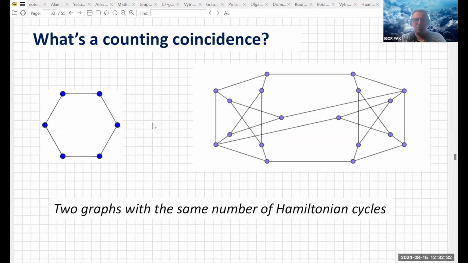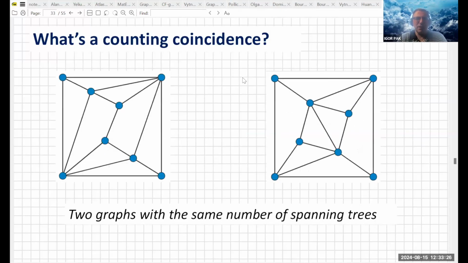Now, here is another instance of the same problem. You have a graph, you have another graph, and you're asking whether those two graphs have the same number of Hamiltonian cycles. For the one on the left, it's very easy. There is only one Hamiltonian cycle. However, for the graph on the right, that's not so easy. And in fact, those of you who are not prone to believe people like me, you should try to figure it out. That's not going to be easy for you. You don't know. Maybe I'm lying. It is possible that this graph has more Hamiltonian cycles. I'm not lying. But how can you tell? It's a complicated graph. So it turns out that there is a counting coincidence. This graph on the left has exactly the same number of Hamiltonian cycles as the graph on the right.